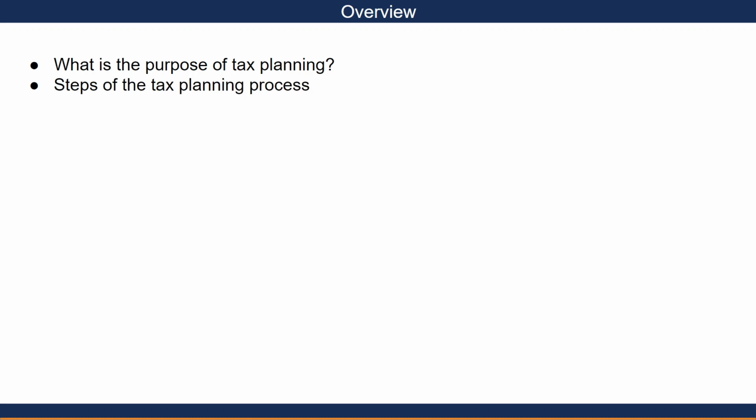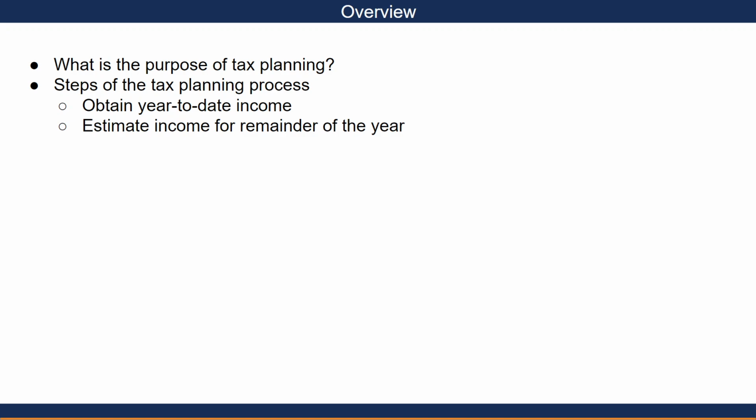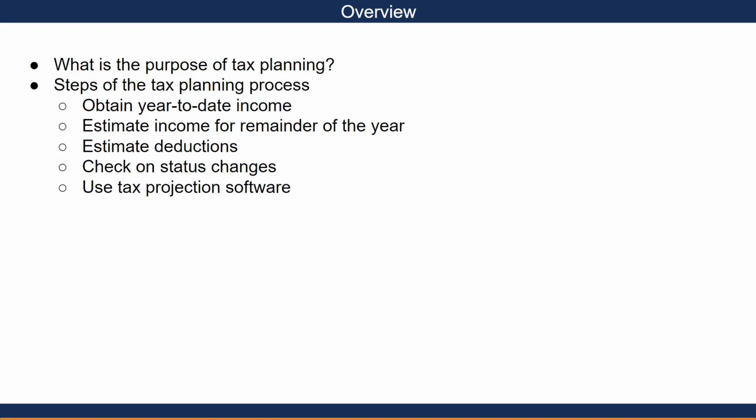Then we'll go through the steps of the tax planning process. This will include that we obtain the year-to-date income, we estimate income for the remainder of the year. So depending on when we do that projection, we'll have our year-to-date and then we have the rest of the year that we need to estimate the income for. Then we'll estimate the deductions for the year. We'll check on the status changes for the client, any tax status changes they may have.